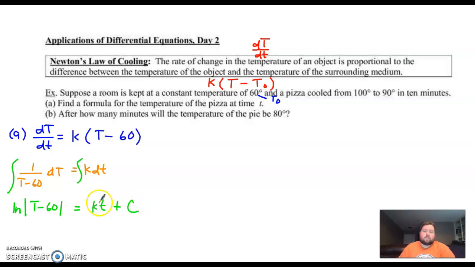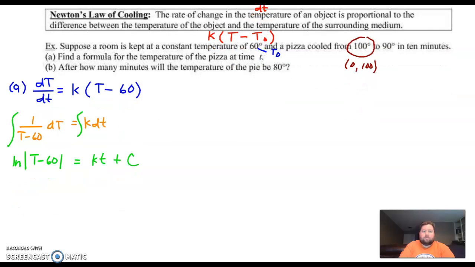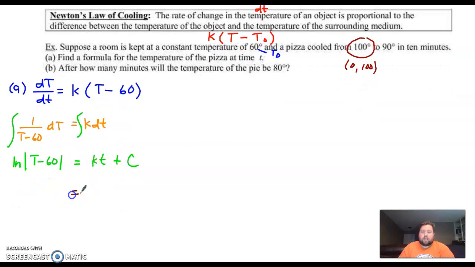All right, so we have two different constants we have to find, and that's why we get two different initial conditions. I'm going to start with the first initial condition, that it is 100 degrees right when we take it out of the oven. So that's like 0, 100. I'm plugging in 0 for the lowercase t for time, which is going to cancel that term out, leaving us with C. And I'm plugging in 100 for the temperature T. That's going to give us ln of 40. So our first constant is the natural log of 40. So ln of T minus 60 is equal to kt plus the natural log of 40.